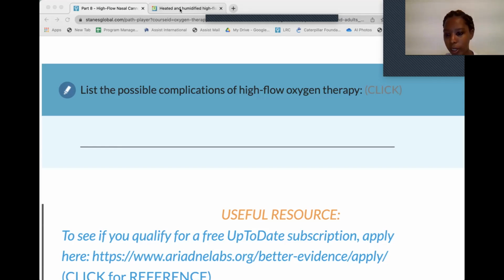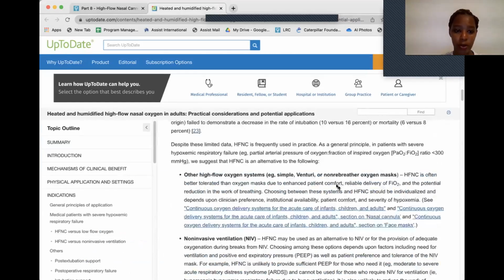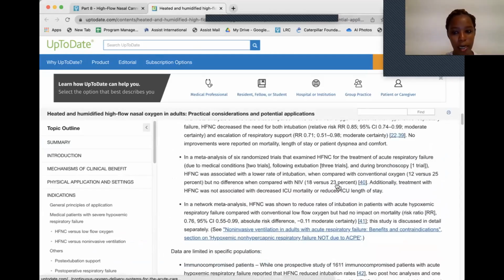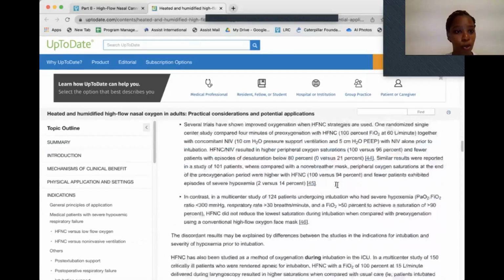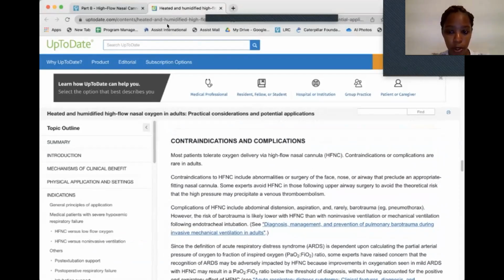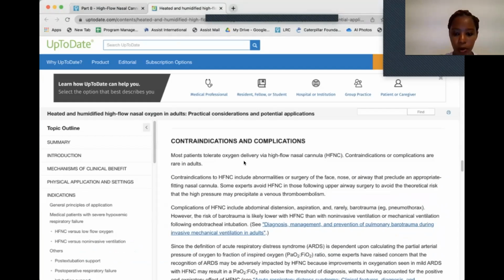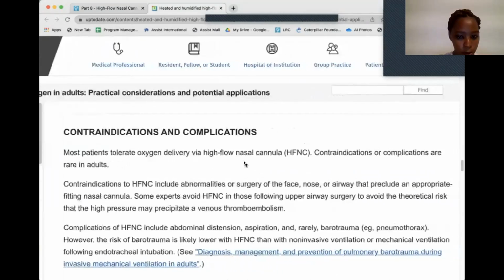So the complications, formation of radicals, that is true. As we said, oxygen is a drug like any other. So the formation of oxygen radicals is very true. Barotrauma is there, though the risk is not as high, but it's actually one of the complications. Yeah, so maybe we can read all of them. You'll be able to scroll.